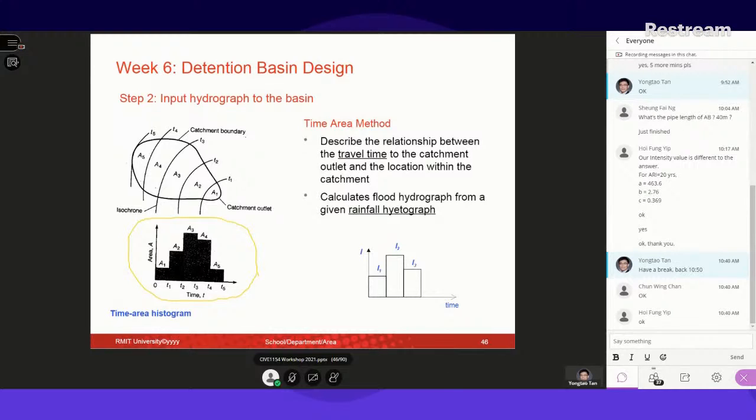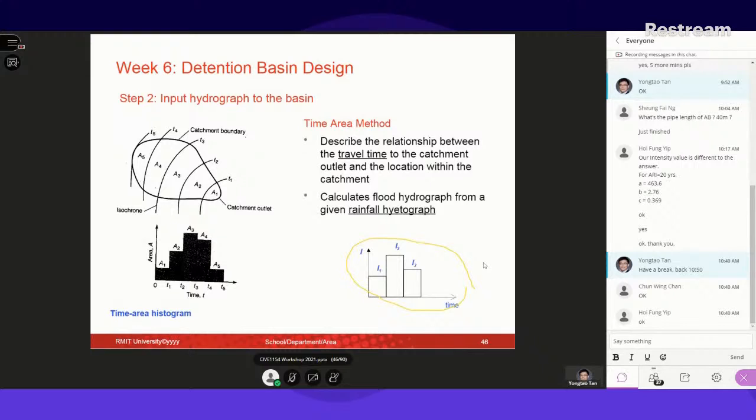For example, from 0 to T1, the intensity is A1. Sorry, this is the area, the contributing area, not this one. This is the hydrograph, meaning the temporal change of the intensity of the design rainfall.